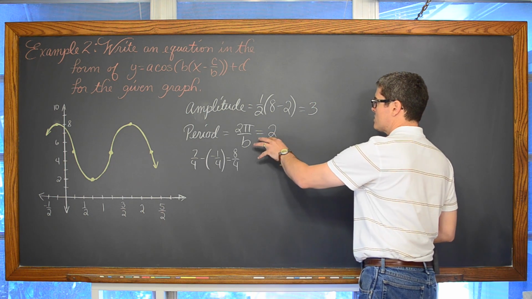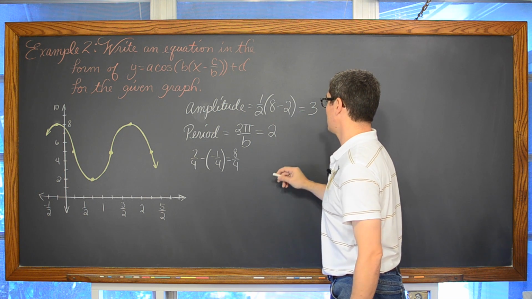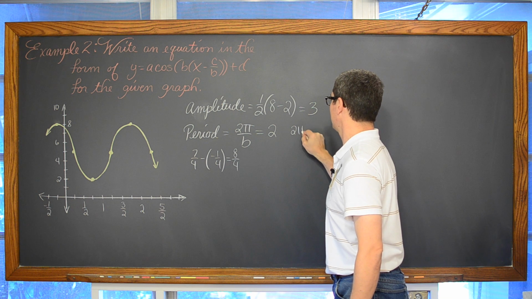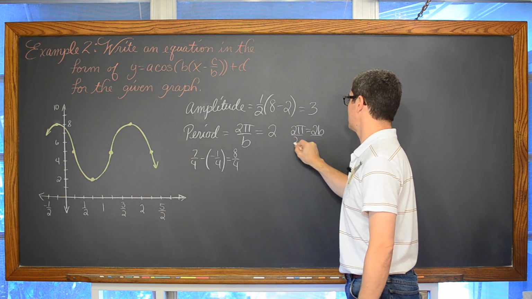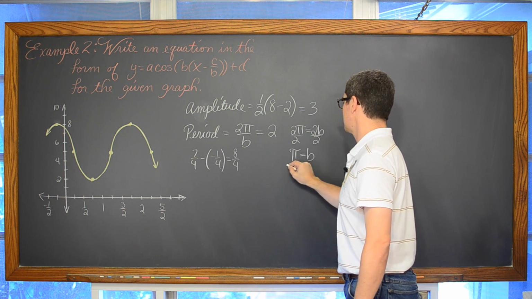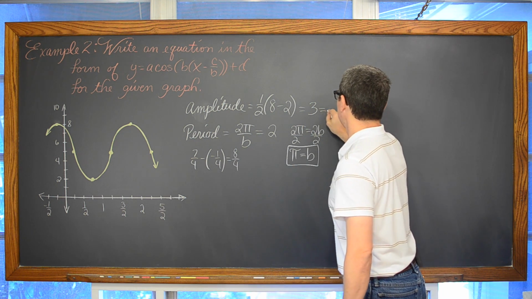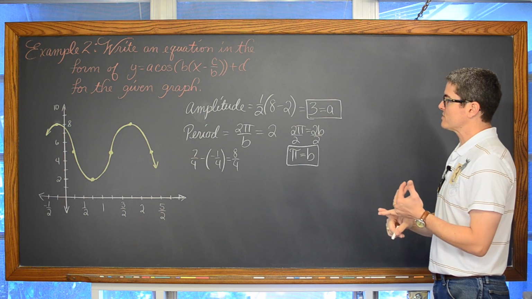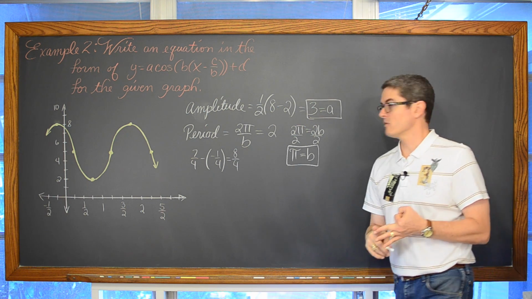So looking at this equation now and trying to solve for b, we're going to multiply both sides by b, and we're going to get 2 pi is equal to 2b. We're going to divide both sides by 2 and get that pi is equal to our coefficient of b. So now we have a value of b, we have a value for a, so we have something for setting the amplitude, something for setting the period. We need to figure out what the vertical shift is going to be.